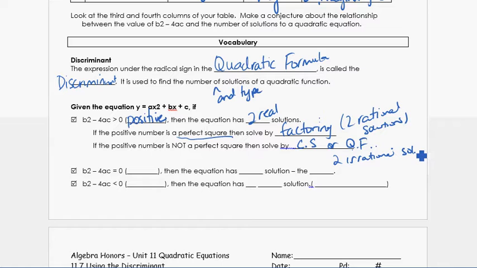We're going to check b squared minus 4ac, and if we get 0, then the equation has one double root, and it's the vertex of the parabola. And that double root we know is rational. Okay, it can be written as a fraction. If we check b squared minus 4ac and it's less than 0, which means that's a negative number, then the equation has no real solutions, or we can say two imaginary solutions.